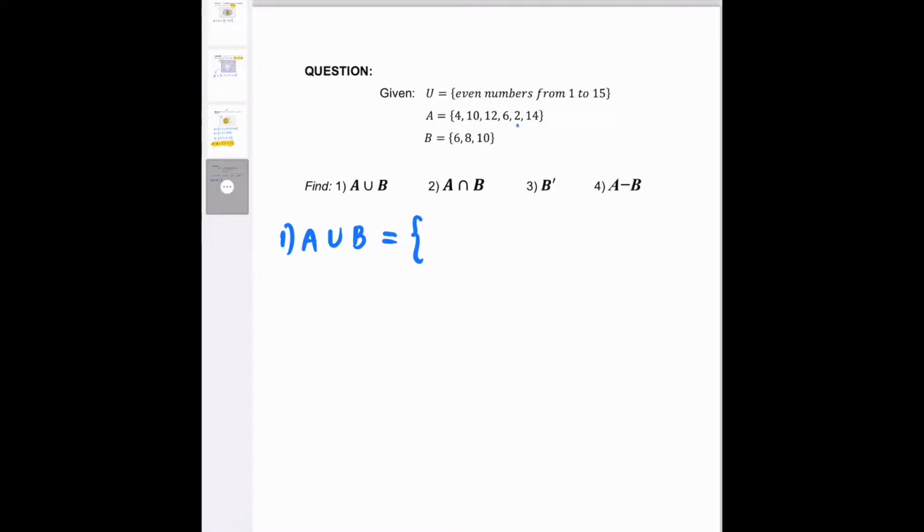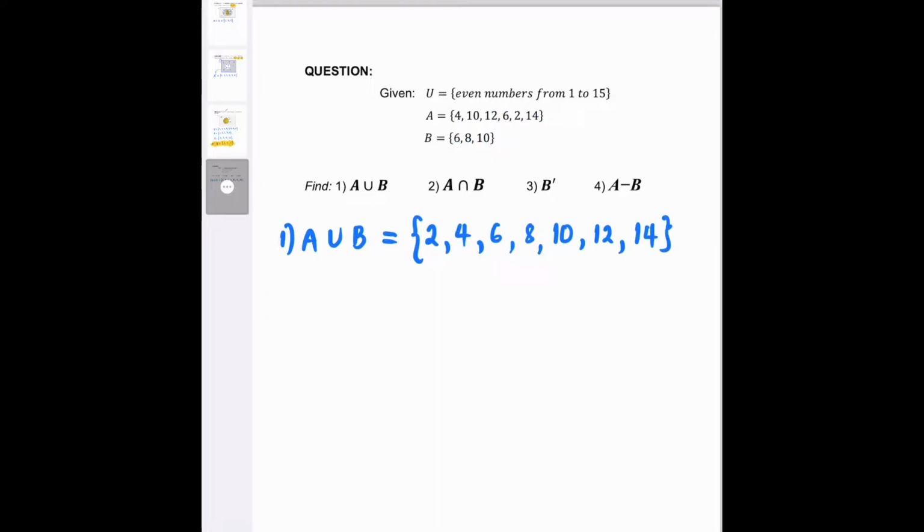So we're going to start with 2, 4, 6, then 8, 10, 12, 14. We only write 6 and 10 once.